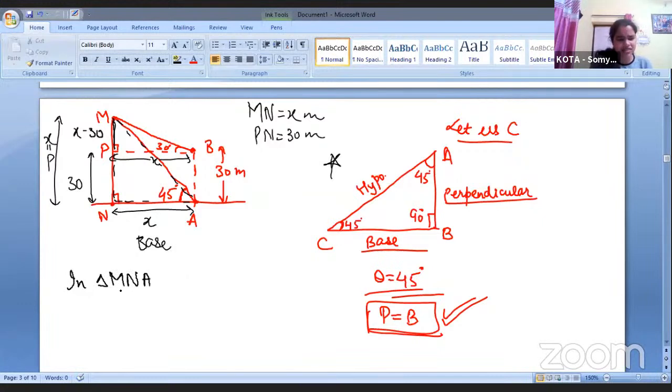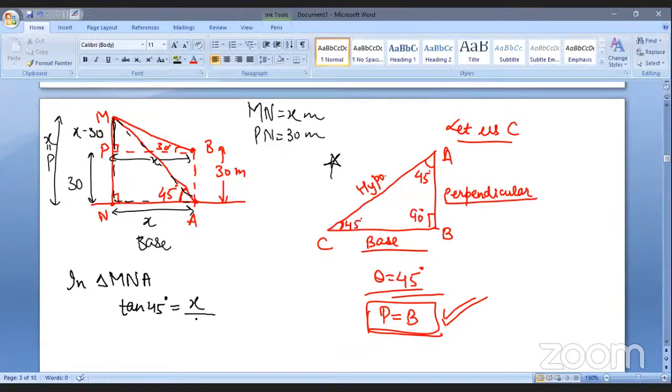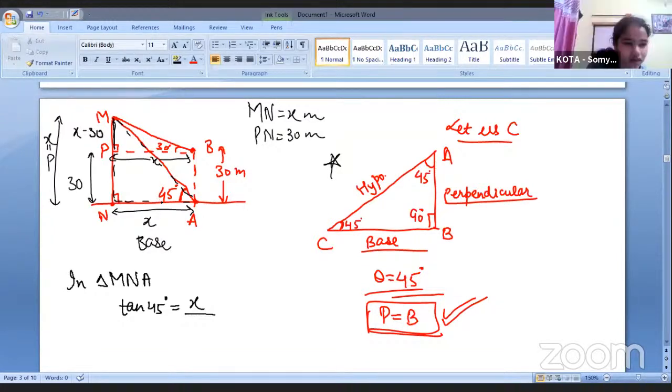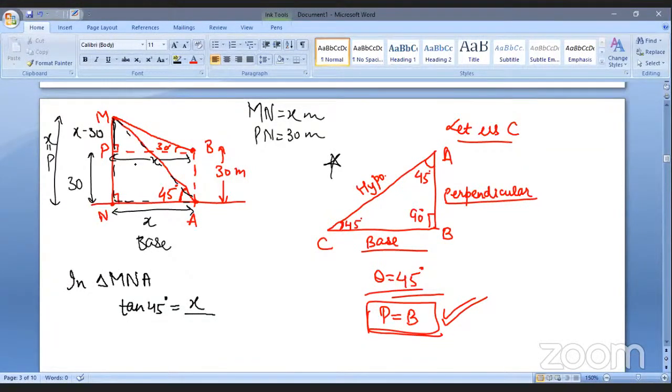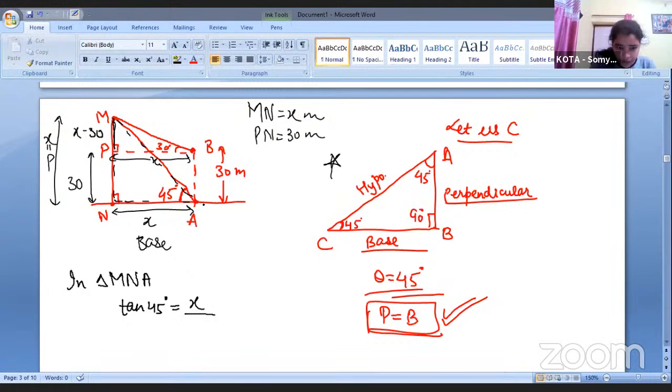So what will happen in this case? In the MNA triangle, what will happen? Tan 45 will be equal to x upon x minus 30. Just a second. No, I'm talking about MNA. No, I'm talking about this whole triangle, MNA. This one, the bigger one. So here what will happen? Tan 45 will be equal to perpendicular upon base. Perpendicular is x. Base is also x. So we will get the value as 1.